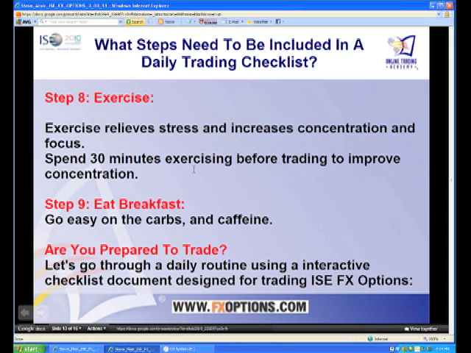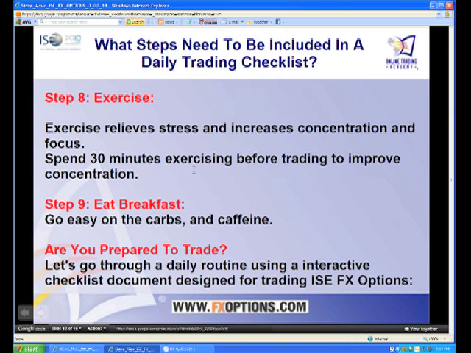If you can, pick a time where the market hasn't opened yet, because as soon as you sit down in front of that computer, you're going to need to focus on the markets and start to do some kind of exercise. It relieves stress, increases concentration. In my case, it helps me to get ready, gets the endorphins going, gets the blood circulating.